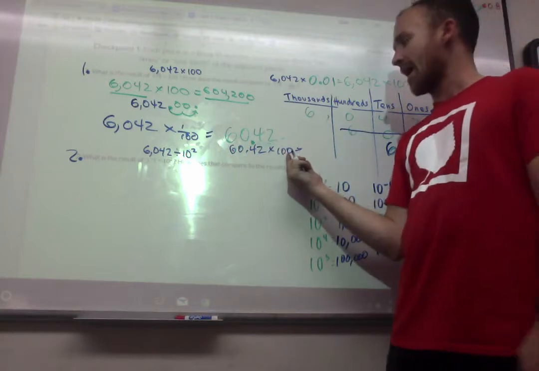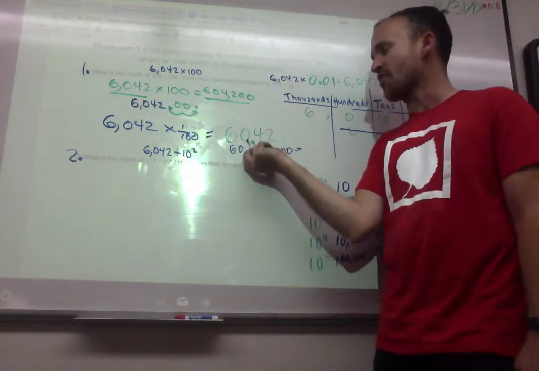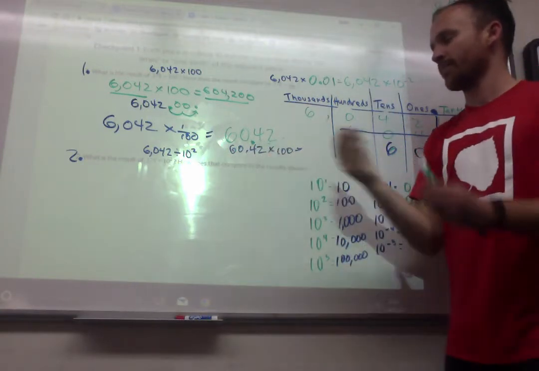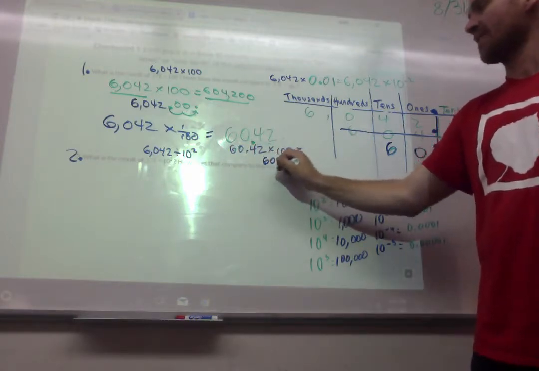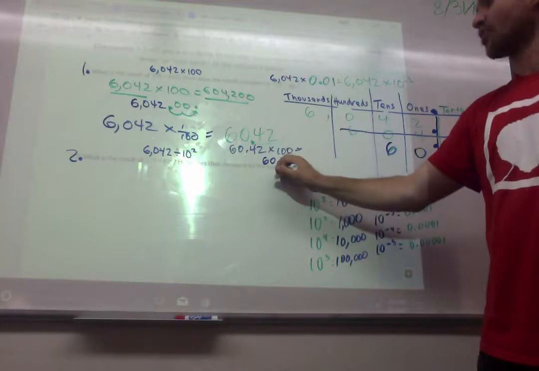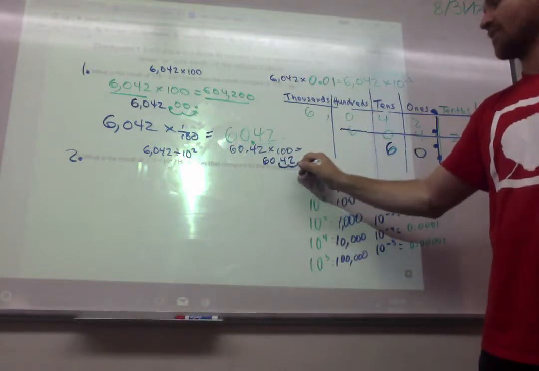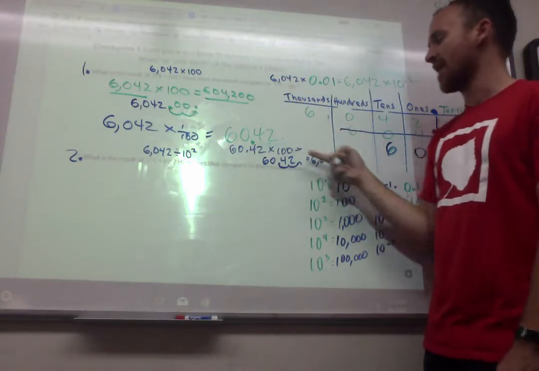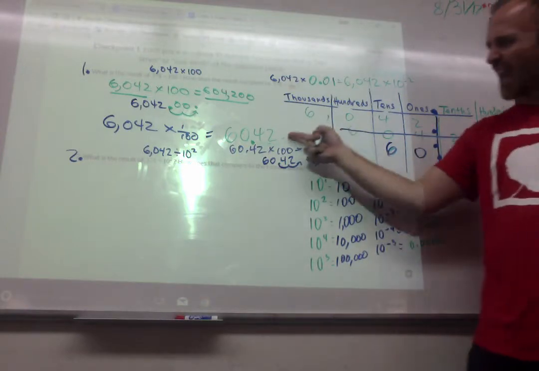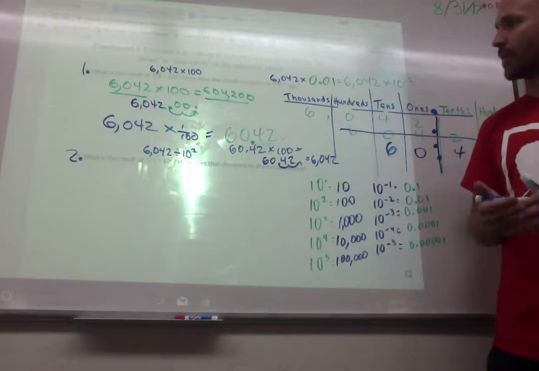When I multiply a number by 100, I can think about moving that decimal point. How many times are we moving it? We're moving it twice, or we can think about moving place values twice. 1, 2 times. That number, indeed, if I multiplied it by 100, is 6,042. That is 100th of that number.